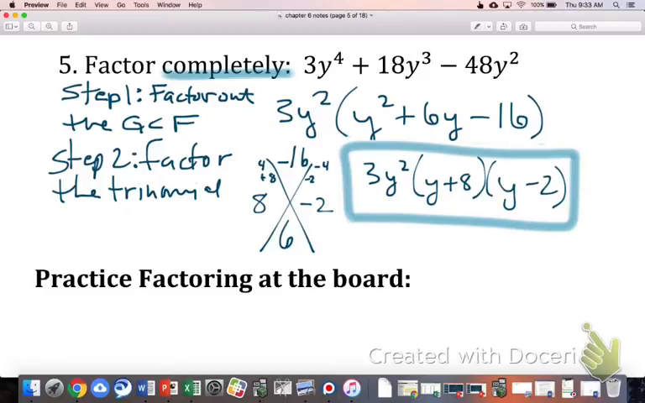It doesn't, because multiplication is commutative. You could flip the order around. I'd say this is the normal way to write it, but if you did y plus 8 times 3y squared times y minus 2 or something like that, totally fine. I don't know why you would write it that way, but if you did, it's no problem at all.